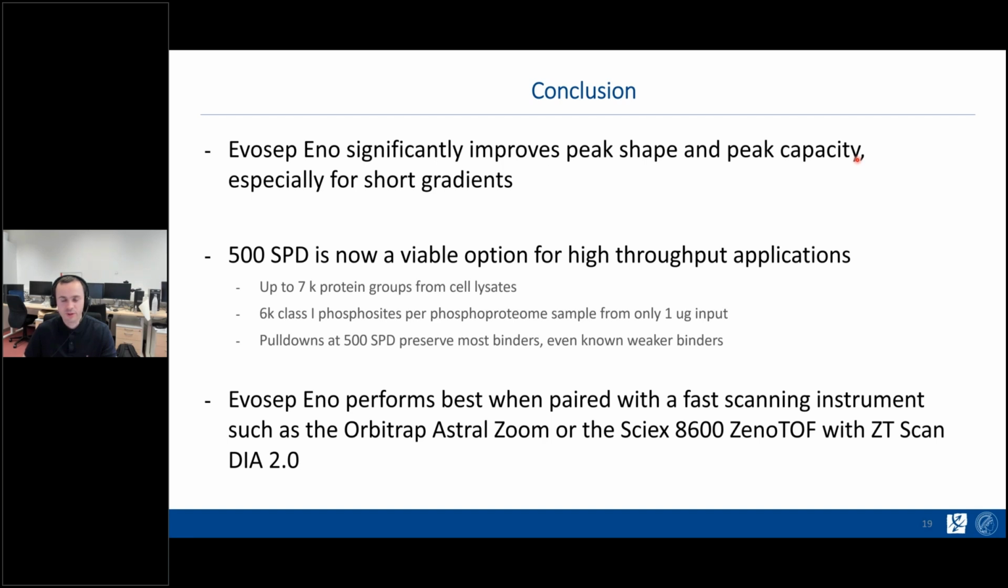Of course, the best performance requires kind of these cutting edge mass specs, such as the Orbitrap Astral Zoom or this new CyX instrument that can support very short cycle times with reasonable depth and dynamic range.